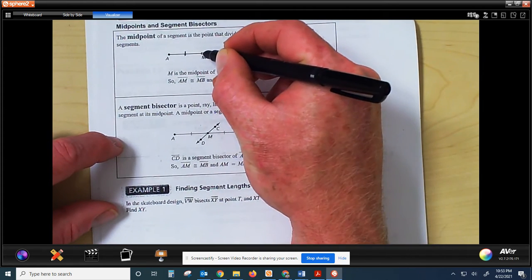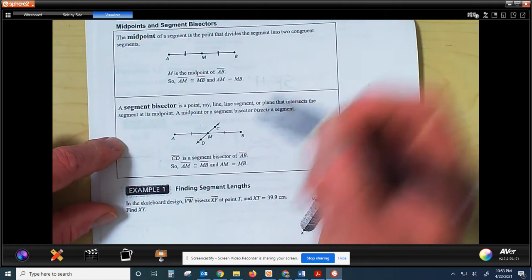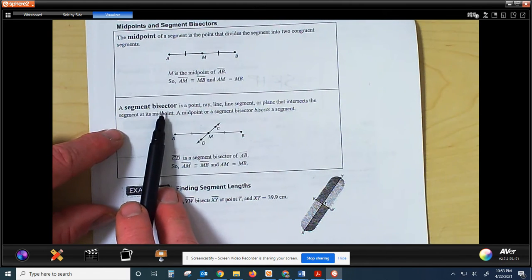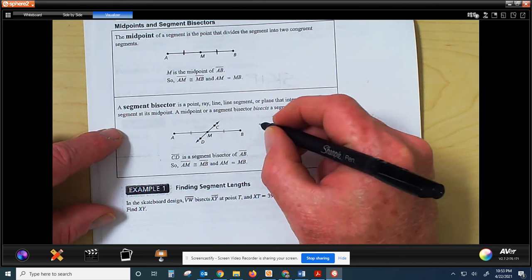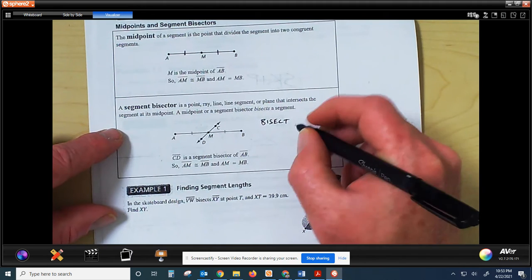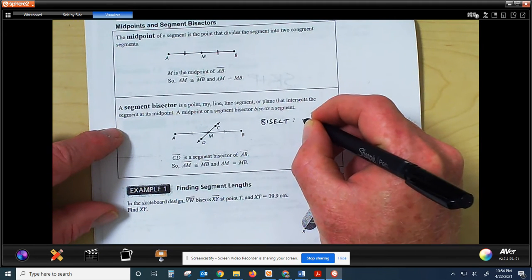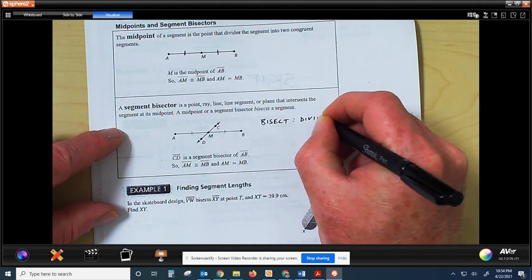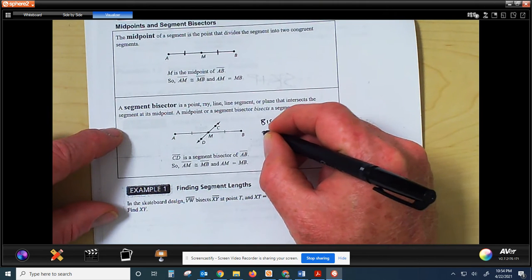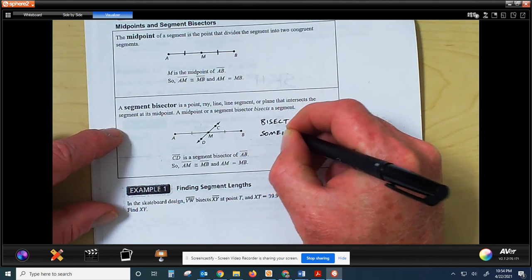It's not always a point at the middle. Here we have a segment bisector. Okay, so to bisect something, here's a huge hookup for next year. If you bisect something, you divide something in half.